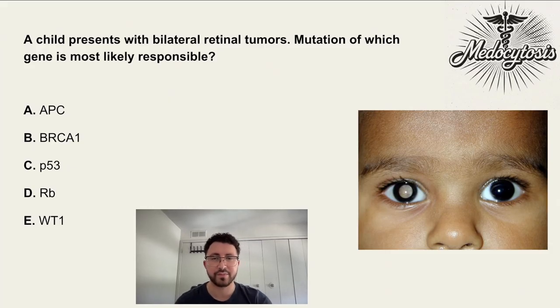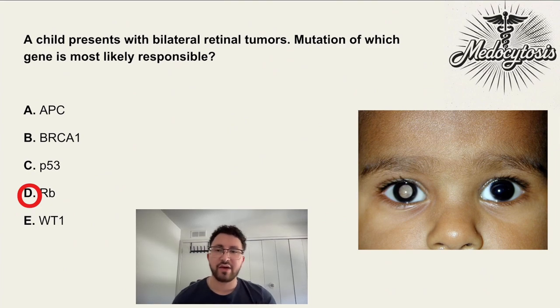So what this vignette is describing is a bilateral retinoblastoma. The option D, RB, stands for retinoblastoma. This gene controls the G1 to S phase of the cell cycle. It is also associated with bilateral retinal tumors or retinoblastomas. Therefore, there is most likely a mutation in RB. D is the correct answer and is more specific than P53 or anything we've discussed so far.